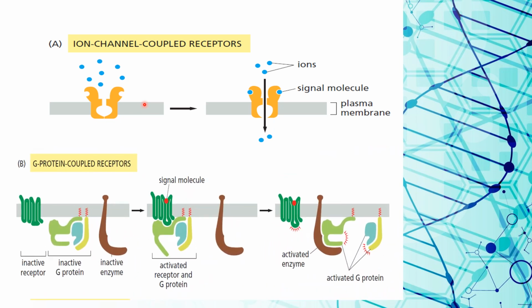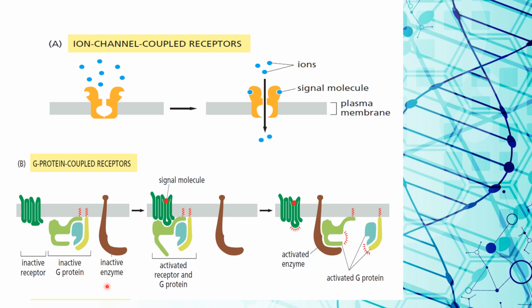The second type we have is the G protein coupled receptors. If we have a closer look, here this one is an inactive receptor, lying embedded within the plasma membrane. Second, we have an inactive G protein. We'll see in another video that these G proteins are actually trimeric, so they are made up of three units. One of the units is tethered to the plasma membrane. The third component is the inactive enzyme.